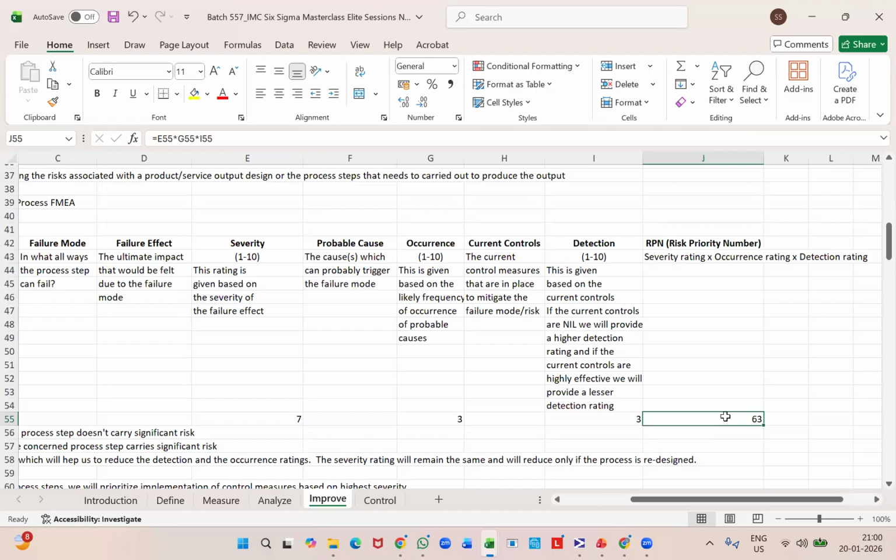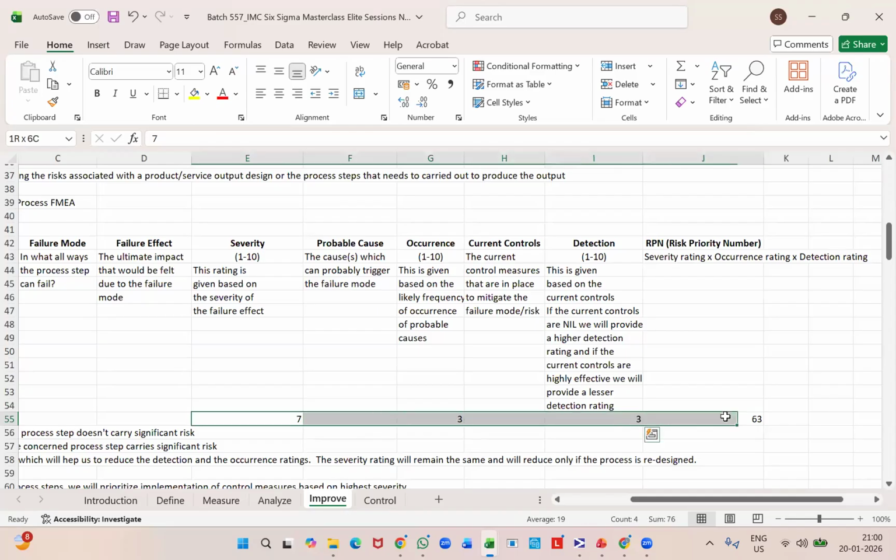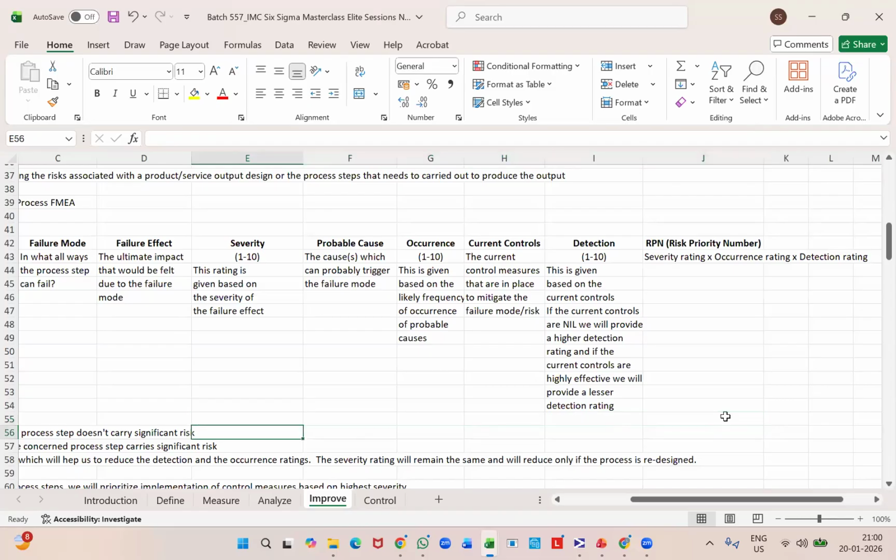So this is how we will perform this exercise. Since I took a very simple process step just to make you understand how to perform this exercise, I could do this individually. But all these rating scores have to be given in consultation with the team. So we cannot act individually. And also the probable cause, everything has to be identified in discussion with the team. So that will always be better. So this is a team exercise which we need to perform.